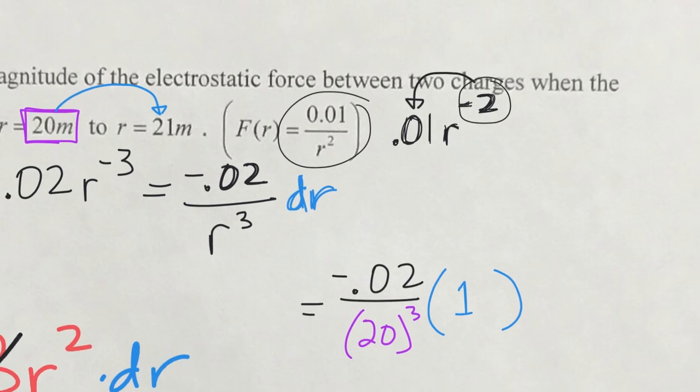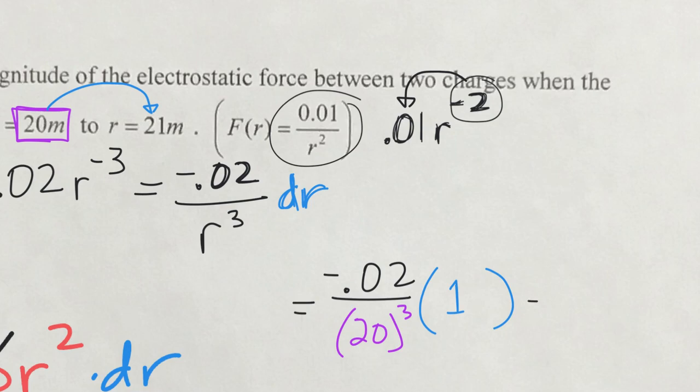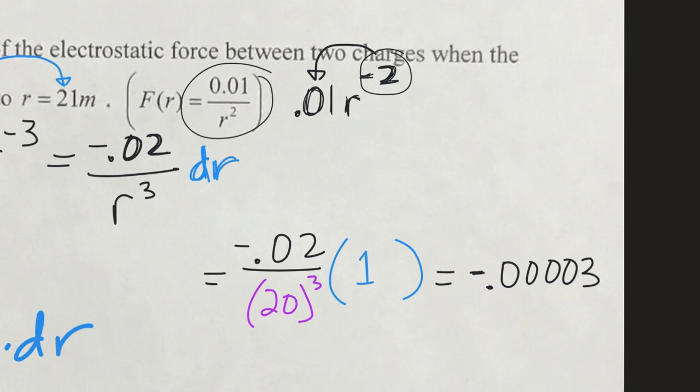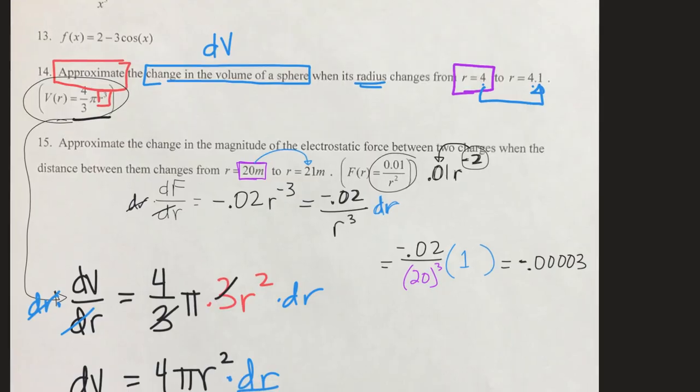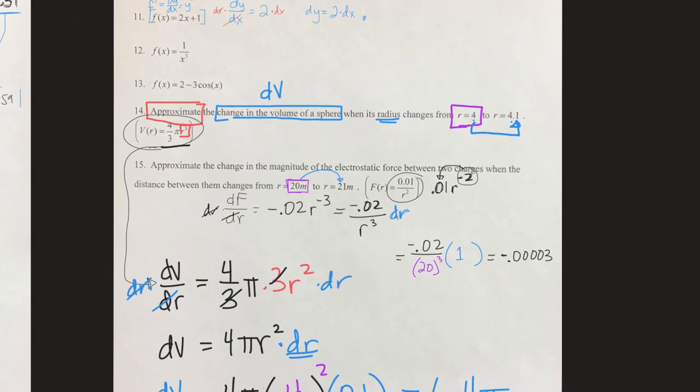So plug that into your calculator, and you get a tiny number. I think there are 5 decimals and a 3 at the end. 300 thousandths. Not very much at all. Okay, so there are 2 ways that we can approximate things. One is with a linear approximation, and one is by multiplying the derivative by the change of your variable. Okay, go forth and be awesome.